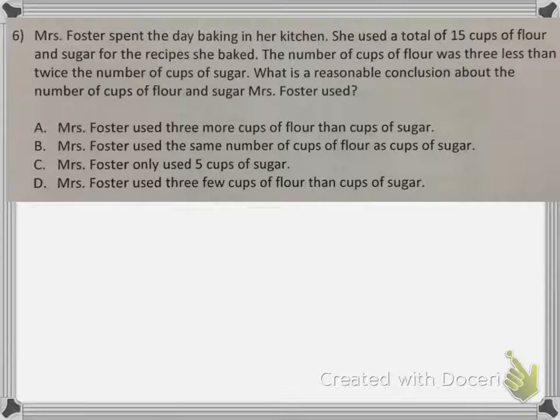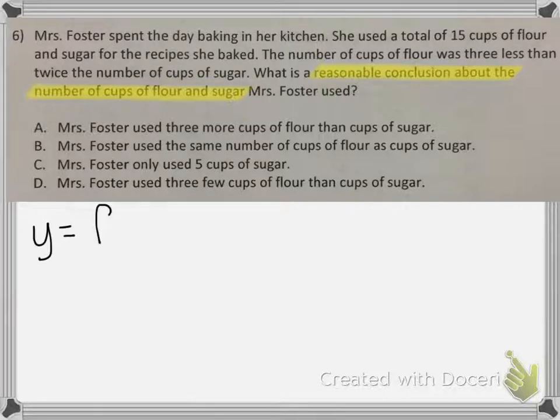Foster used? So we need to look at what the question is asking us. The question is asking us to draw a conclusion. What's a reasonable conclusion about the number of cups of flour and sugar she used? Well, we'll need to solve this system of equations before we can determine which one of these conclusions is reasonable.